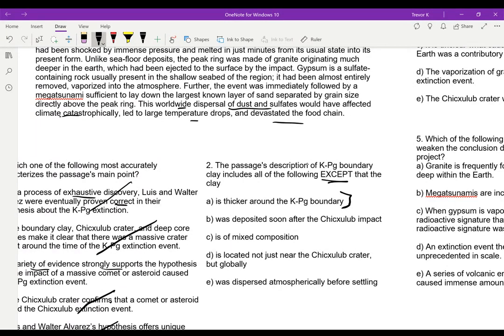Soon after the Chicxulub impact, yeah, that seems right. Like it was deposited after the time of the impact, yeah. So because it's an except, crossing out mixed composition, yeah, it's clay plus spherules of rock, so that's mixed. Not just near the Chicxulub crater, but globally. Yeah, that seems right because it's an impact, it vaporizes in the atmosphere.